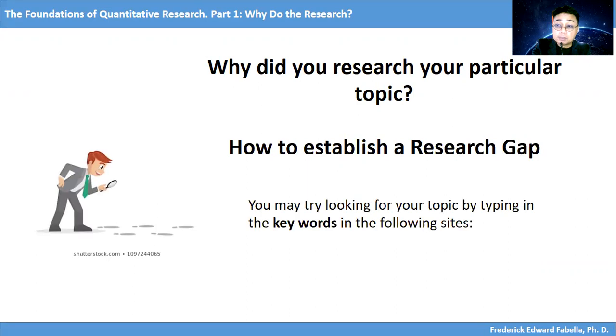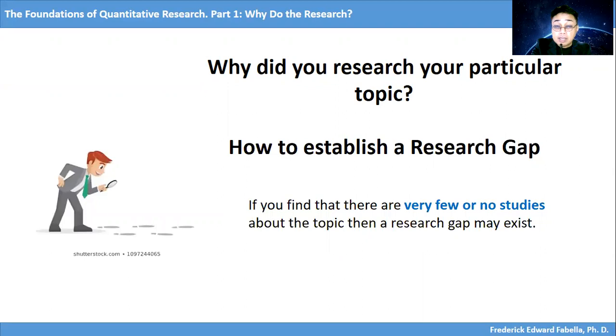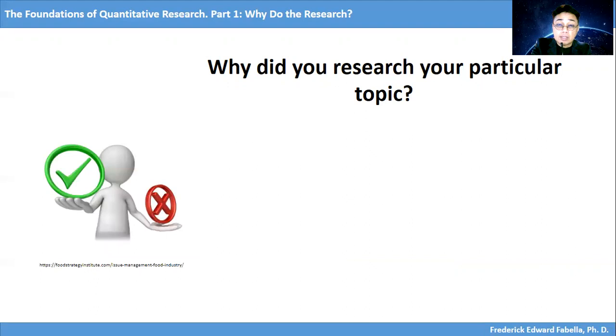So what can you do? You may try looking for your topic by typing in the keywords in the following sites. You will go online and access the following websites: Google Scholar, academia.edu, or ResearchGate. Actually, there are other websites that you can use that are repositories of researches that have been done. If you find that there are very few or no studies about the topic, then a research gap may exist.